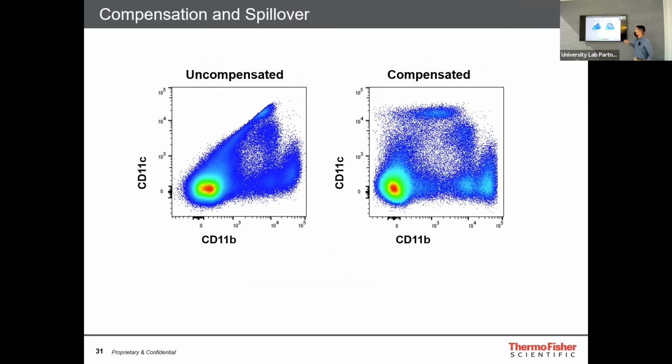And then, okay, so here again, CD11B, CD11C on the axes have uncompensated data. And when you have uncompensated data, you tend to see a slant. So I'll note it here and some of this here. Then when you compensate it, you can clearly see the different populations. So here's one population, here's another population, and then here's another population. It's much easier to see those with properly compensated data.